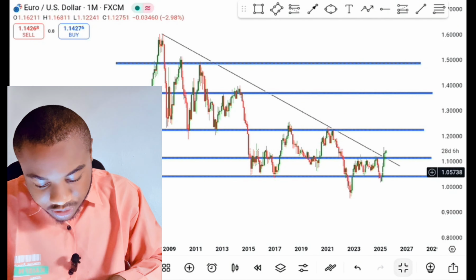So let's roll down to our weekly time frame. We've planted our support and resistance points in the monthly time frame.